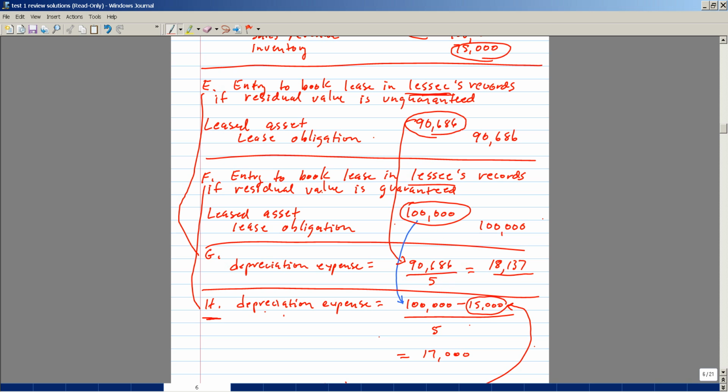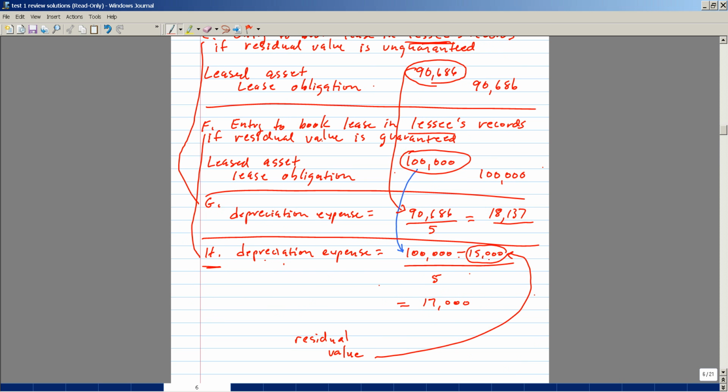year. Part H of the problem, we're going to take the amount at which we book the asset in Part F here, which is $100,000, reduce that by the residual value, the guaranteed residual value of $15,000. Notice that we're not discounting the number now. So we've got $85,000 depreciation base divided by 5-year lease term, $17,000 in depreciation. So when you're depreciating a leased asset, if the residual value is guaranteed, that residual value reduces the booked amount of the asset in determining the depreciable base of the asset.